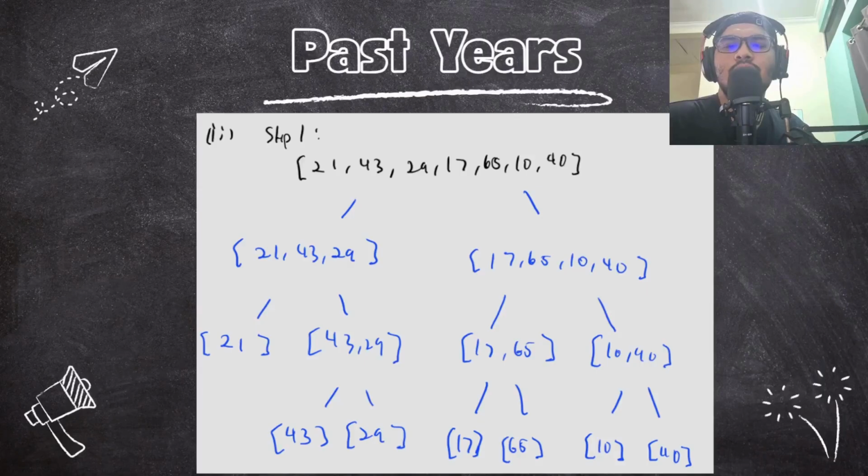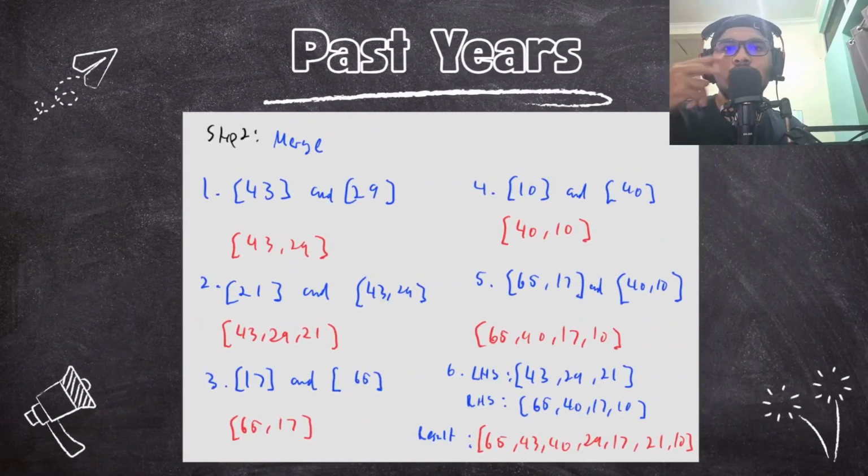On the right hand side of the tree, 17, 65, 10, and 40. Because there are 4 numbers, we can split in half. So on the first split, which is 2 numbers, which is 17 and 65, and the second split is 10 and 40. So we further split 17 and 65 equally, where we will get 17 and 65 and 10 and 40. So we have successfully isolated all of the numbers.